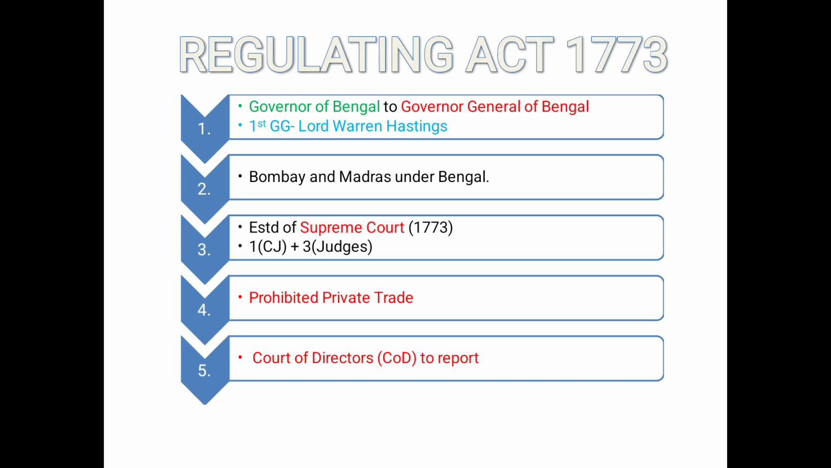Then came the Regulating Act of 1781. This act is actually an attempt to rectify the defects of the Regulating Act. There were some disadvantages of the Regulating Act of 1773. To overcome that, the Regulating Act of 1781 was passed. This act has also been called the Act of Settlement.